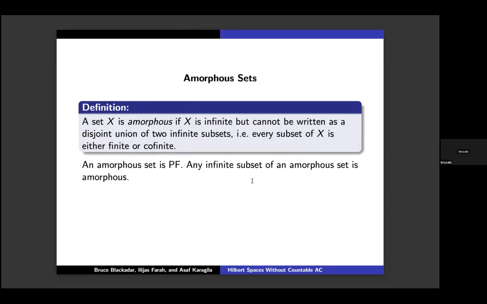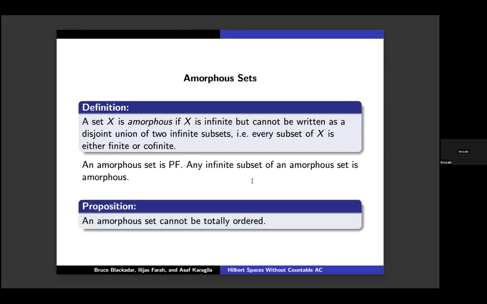Okay, here's another maybe even stranger kind of DF set. A set X is amorphous if it's infinite, but it can't be written as a disjoint union of two infinite subsets. Or in other words, every subset is either finite or cofinite. So an amorphous set is DF. And any infinite subset of an amorphous set is amorphous. And as an indication of how strange these sets are, an amorphous set cannot be totally ordered.